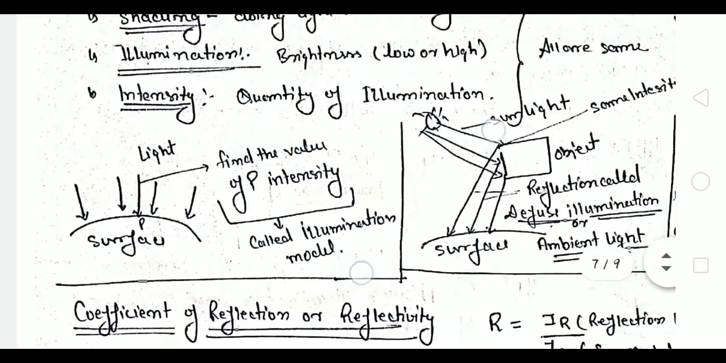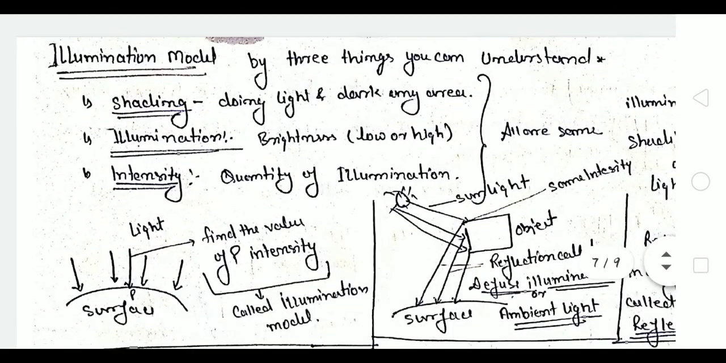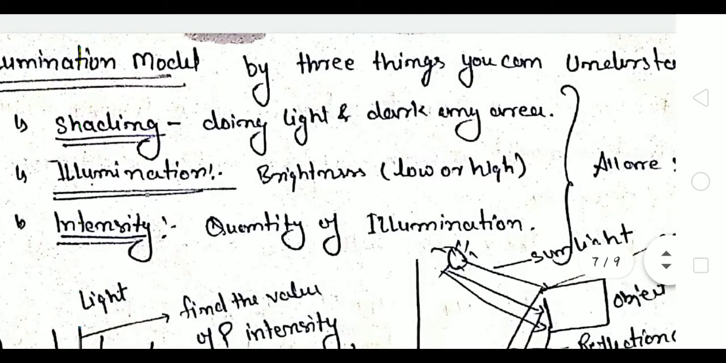So the illumination model depends on three things, all of which are the same. If any one of the three names comes up anywhere, don't be confused, all three are the same. What are the three things? Shading, illumination and intensity. What is shading? Shading means lightness.